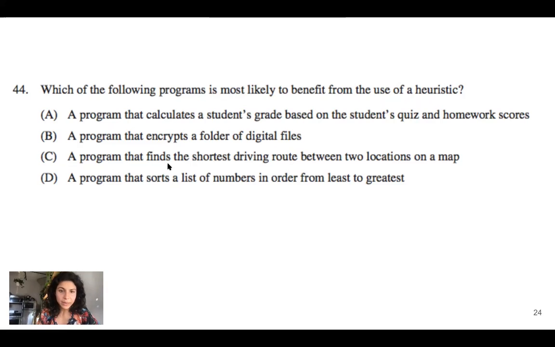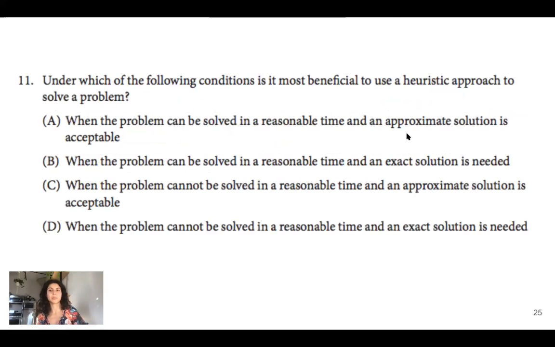However, using a program to find the shortest driving route between two locations on a map, aka the best route from point A to point B, very similar to our traveling salesman problem, isn't it? That's going to benefit from a heuristic, because even if the best solution is only going to take 8 minutes, if you take 8 minutes and 15 seconds, it's still pretty good, and you are going to be happy that you're not taking 15 minutes, right? So minimizing distances is definitely going to benefit from a heuristic. Sorting numbers will not be good for a heuristic because there's literally only one right answer. There's only one right way to sort numbers from least to greatest.